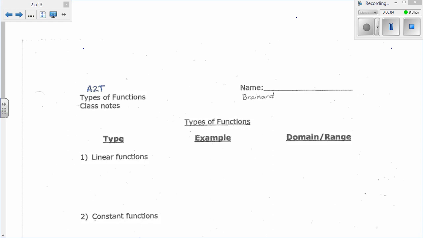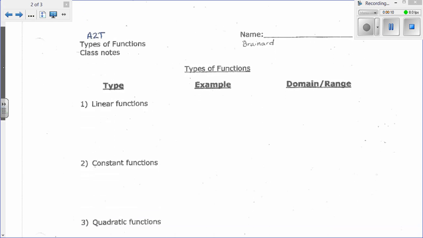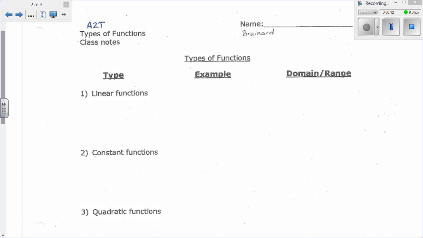Hi, and welcome to day 3 of functions. Today we're going to talk about different types of functions. Most of these functions you're familiar with, at least somewhat. Others you'll be very familiar with, and a few will be brand new to you.